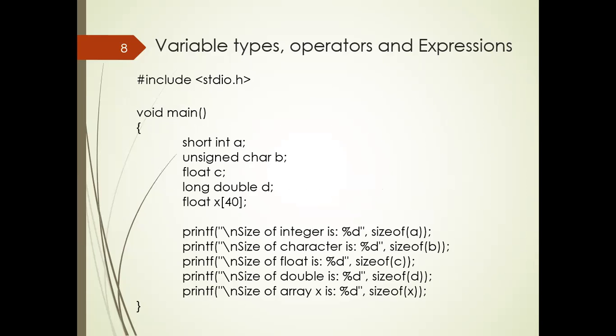This is a very small piece of code just to illustrate how it's used. You can define a typical program here with your header file and then your main. Now you can define different variables of different types: a is a short int, b is an unsigned character, c is a float, d is a long double, and x is an array of floating point numbers.